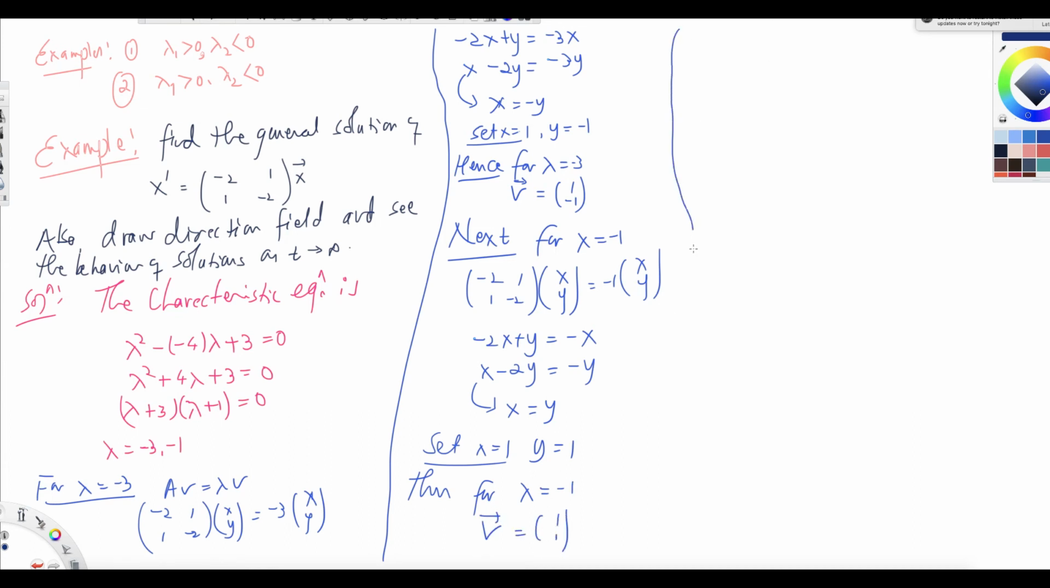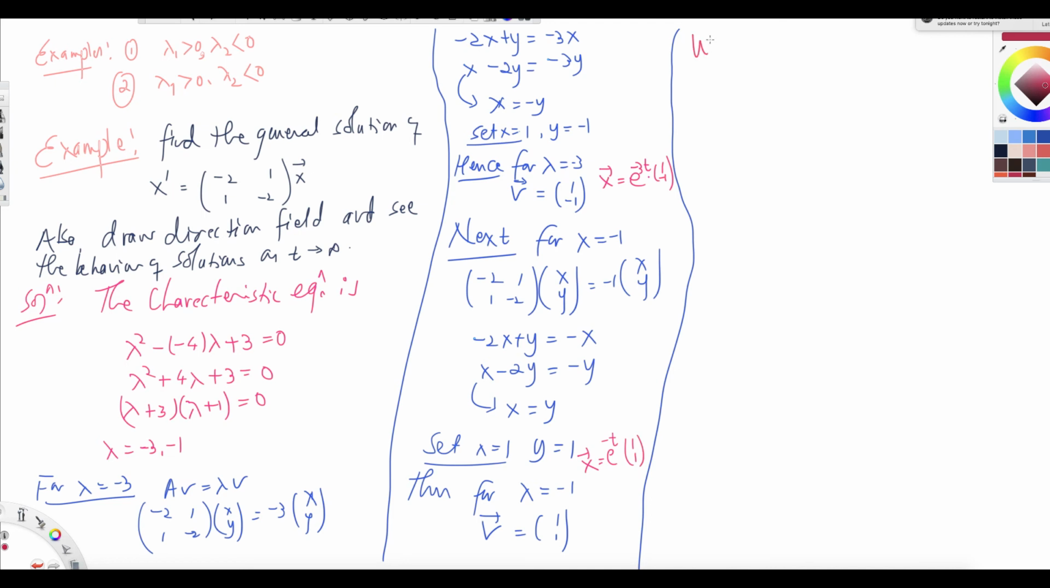Now, what is the general solution? First of all, let us find out the Wronskian. By the way, first I want to write down the solutions. For this value, the solution will be x equals e to the negative 3t, that is e to the lambda t times vector v, (1, negative 1). And for this one, the solution is x equals e to the negative t times (1, 1).